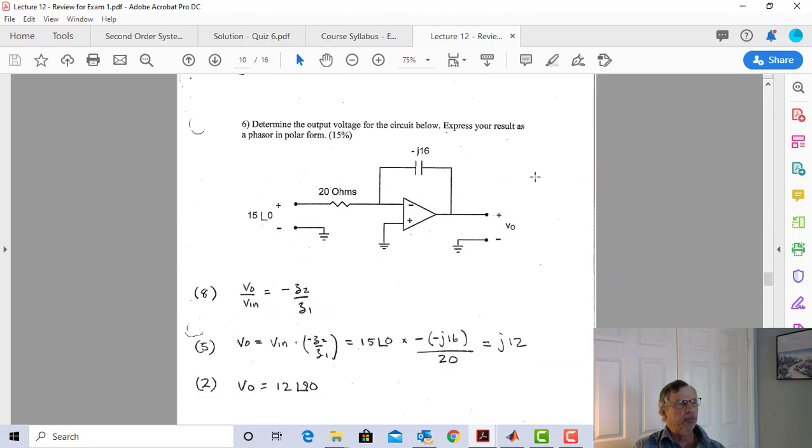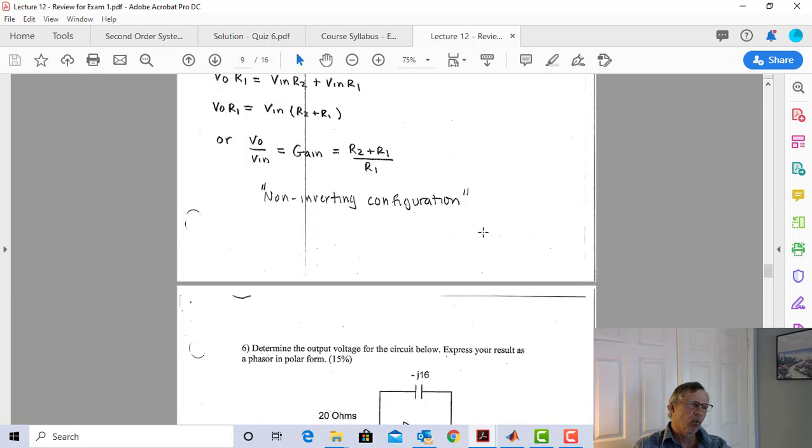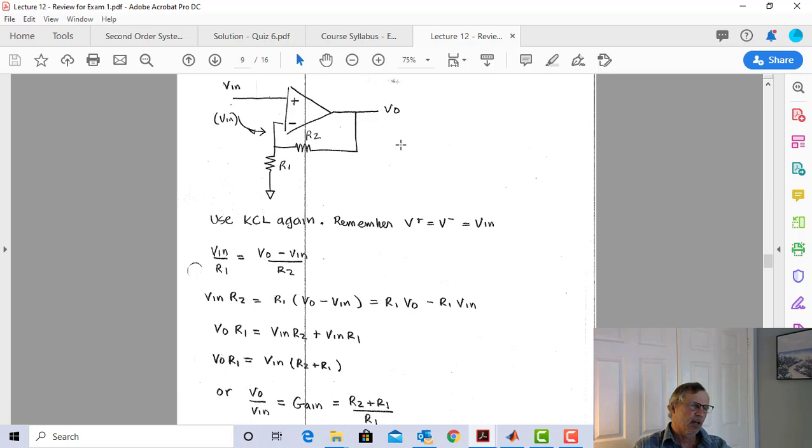So let's do another problem. We want to find the output voltage for this circuit. So we'll triage it a little bit. I see an op-amp with its positive terminal grounded, and the input is going through this resistor to the negative terminal. Okay, so do I see one of my configurations? It's not that one.